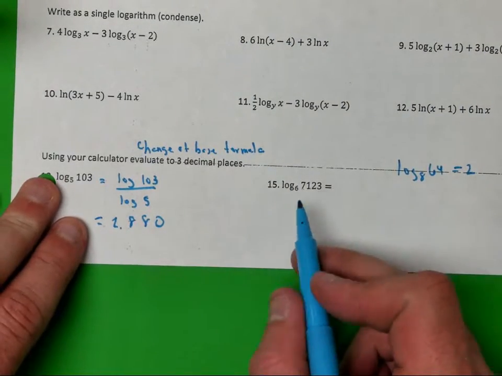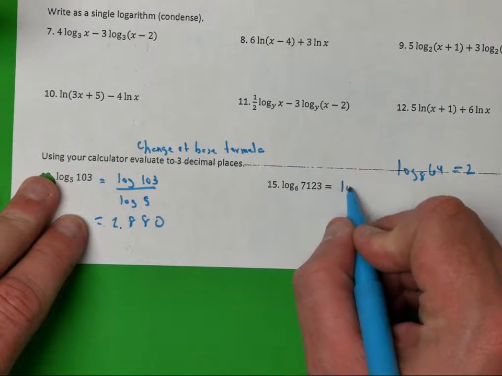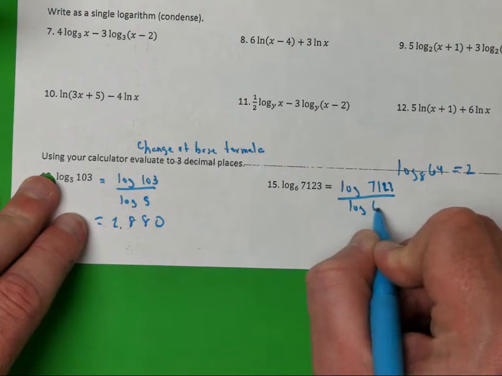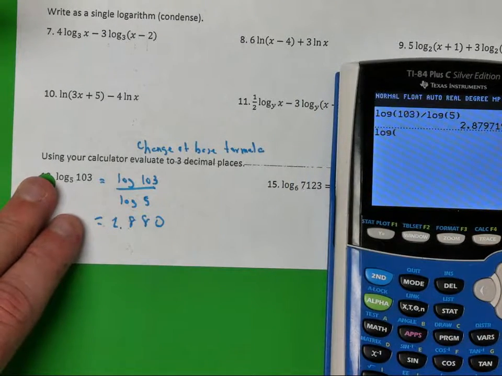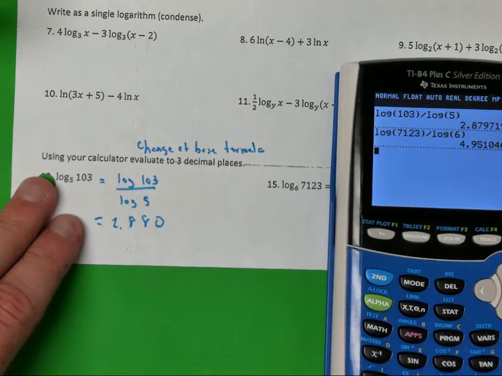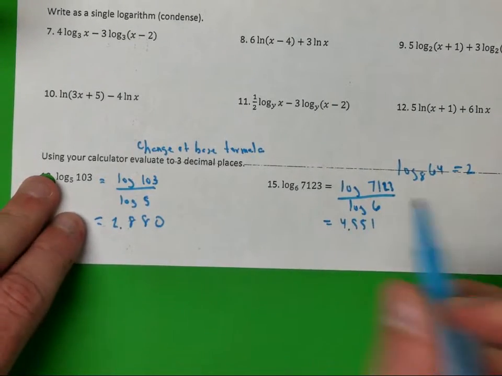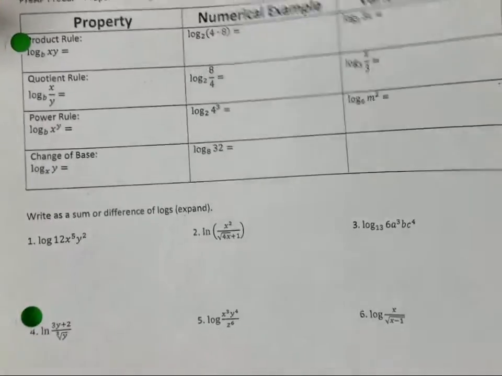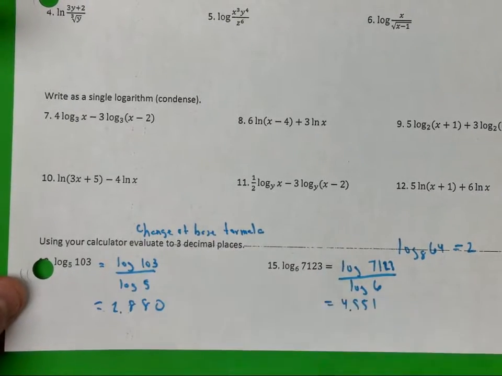Number 15. Off the top of my head, I do not know 6 raised to what is 7,123. So I'm going to rewrite that as log 7,123 divided by log of 6. And I get 4.951. Okay. So that is the technique you use. If you cannot do these in your head, you use the change of base formula.